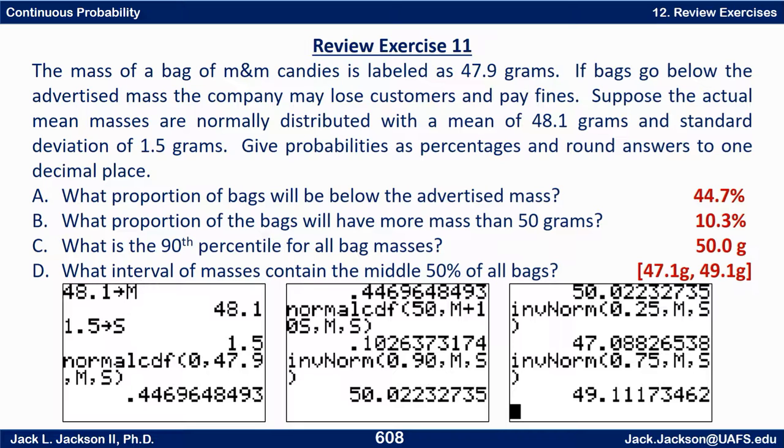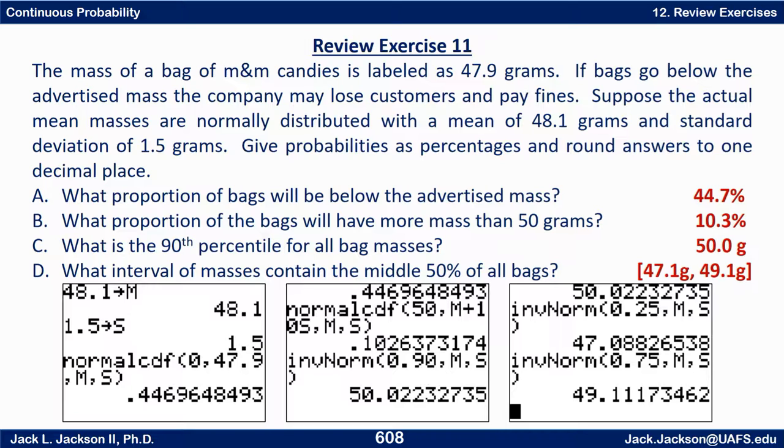What proportion will have more than 50 grams? Well, that's 50 on up. There is no real upper end here, so we're going to use M plus 10S in place of infinity. So 50 to M plus 10S with M and S, that's 10 standard deviations above the mean. There's very little probability above that. Not 0, but it's so small it doesn't affect the digits the calculator will show. And so you work that out, you get 0.1026, etc. So that's about 10.3% that will be above that.